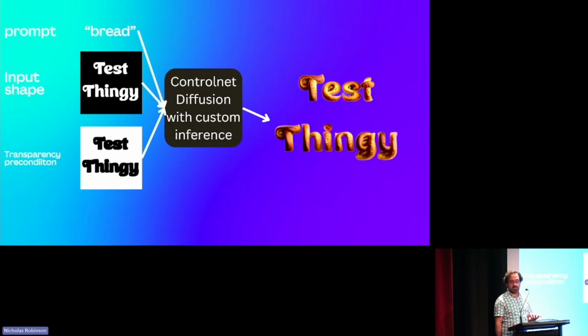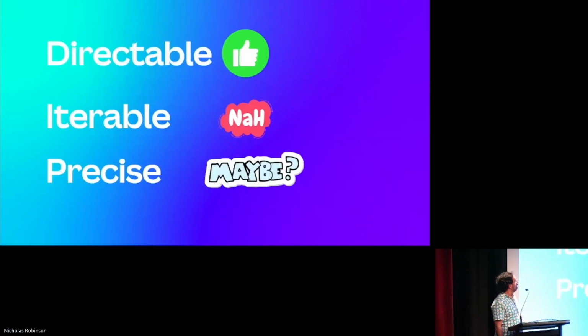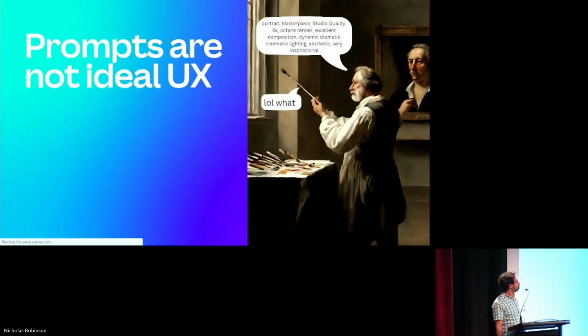So this is very much speaking to our graphic design customers and folks who wanted to do graphic design, but wanted a little bit more expressiveness, or wanted to restyle the shapes that they already had. So was it directable? Sure. Was it iterable? Not really. Again, small changes in the prompt led to very large changes in the output. But was it precise? Maybe, right? It was starting to get there, in terms of having it follow a shape and create exactly what you want.